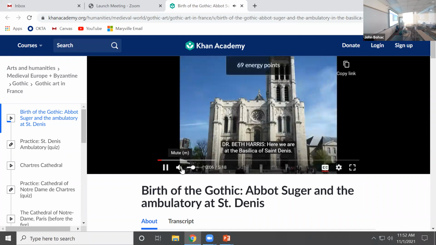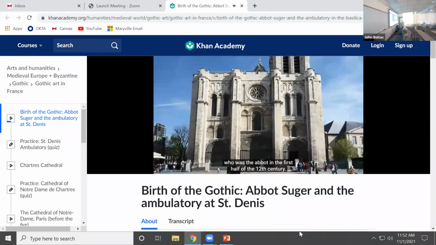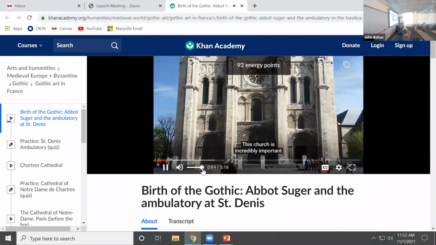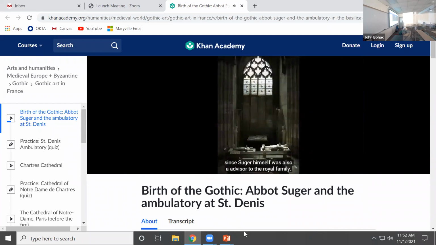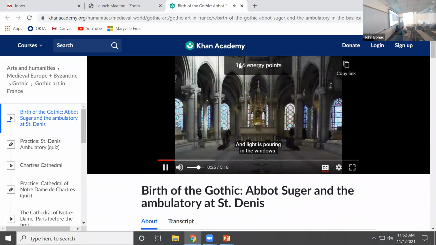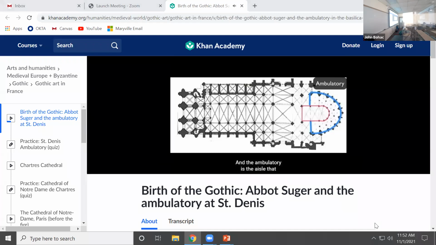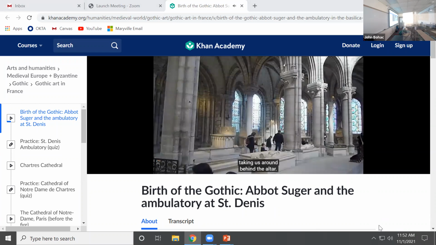Looking at the Basilica of Saint Denis, the birthplace of the Gothic. Thanks to Suger, who was the abbot in the first half of the 12th century, this church is incredibly important because it's the burial place of the royal family, since Suger himself is also an advisor to the royal family. We're standing in a choir, and light is pouring in the room. So the choir is the space behind the altar of the church, and the ambulatory is the aisle that would take one behind the altar. Actually, it's taking us around behind the altar.